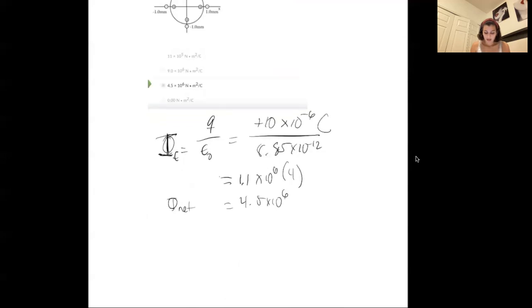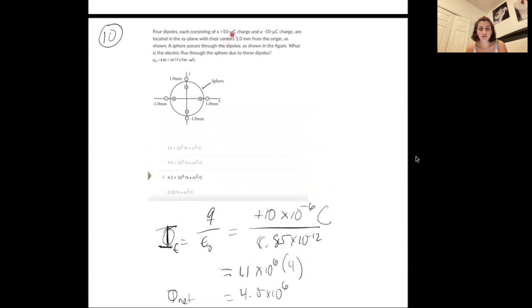Now, this is only the electric flux of one of these positive charges that is in the Gaussian surface. So we need to find the flux for all 4 of them in the Gaussian surface, to find the net electric flux passing through the sphere. To do that, we just multiply the electric flux of 1 times 4. We can multiply by 4 because each one has the same charge, so the electric flux of each one is going to be the same.